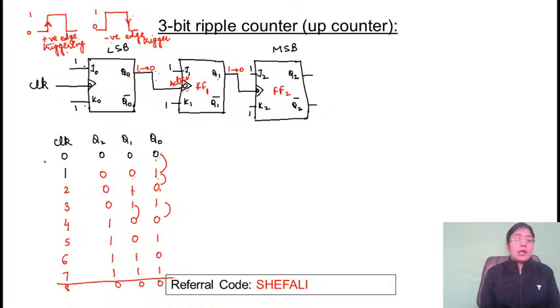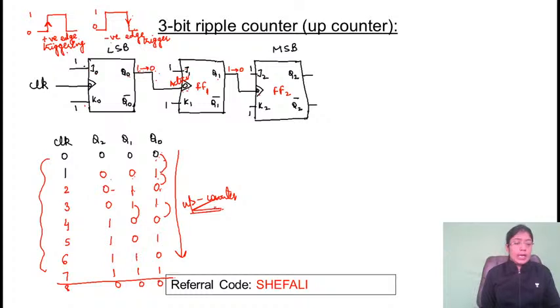So there are 8 states with definitely 3 flip-flops. 8 combinations are possible, 2 raised to power 3. And why is this known as up counter? Because if you look at the values, this is equivalent to the binary of 0, 1, 2, 3, 4, 5, 6 and 7. So that's why this is known as up counter. Eight clock pulses. To represent 8 combinations, 8 clock pulses are taking place. या तो 0 0 वाला कॉम्बिनेशन हम कंसिडर कर रहे हैं, या फिर we are considering this combination.